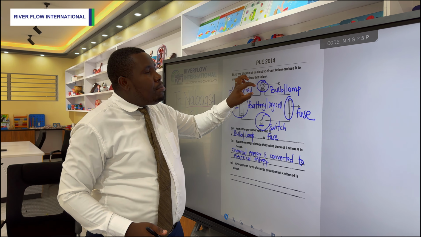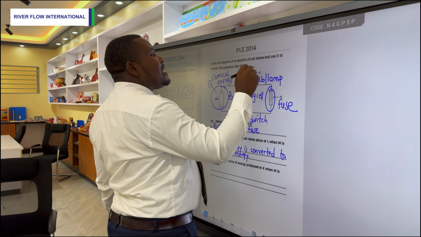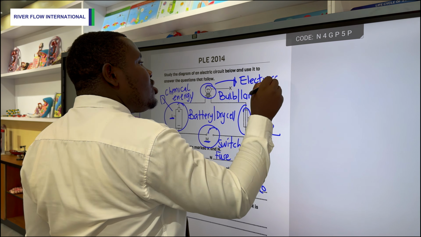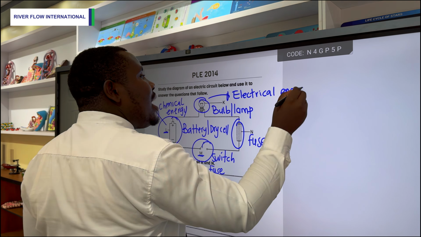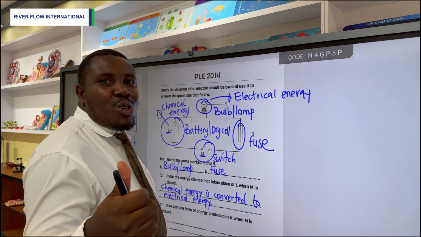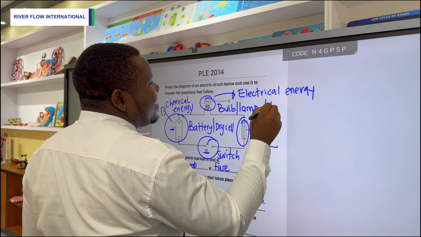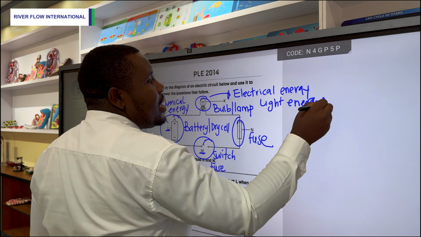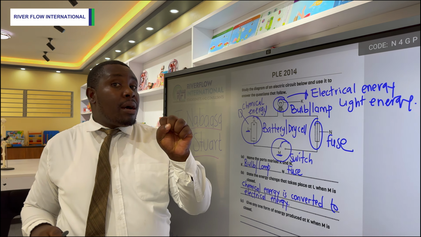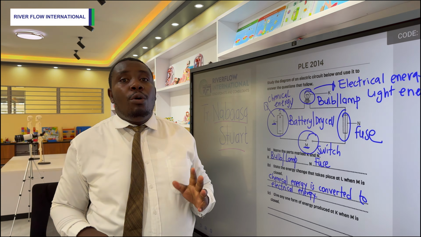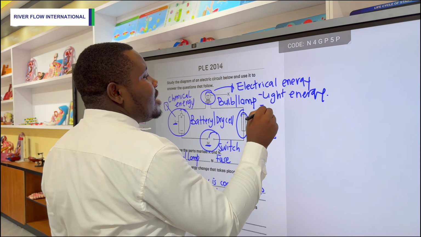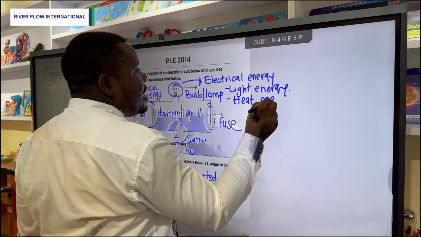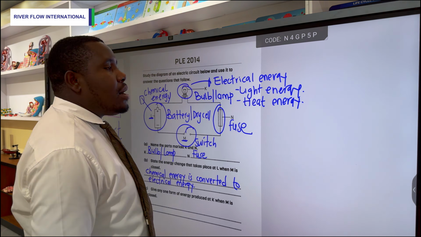Now, the bulb, or what we call the lamp, has the capacity to convert electrical energy to what? When you switch on, what happens? It turns it into light energy. But remember, I don't know if any of you have ever touched a bulb that has been lighting for a long time or for many hours. It is also hot. So another energy that is converted from electrical energy by the bulb is heat energy.